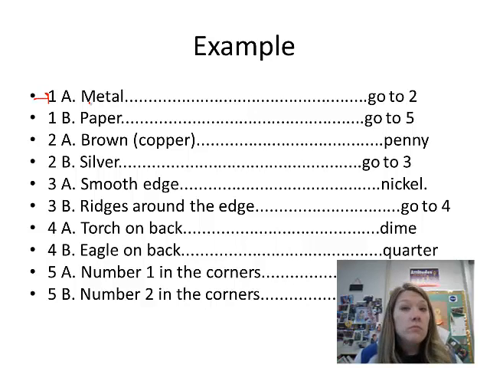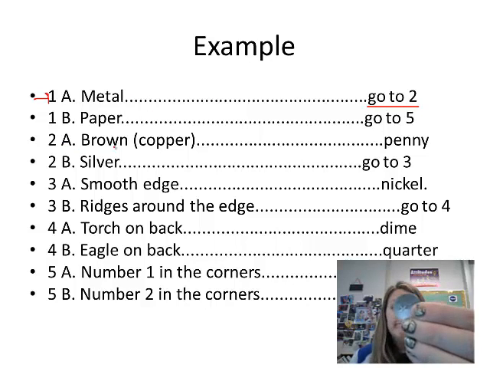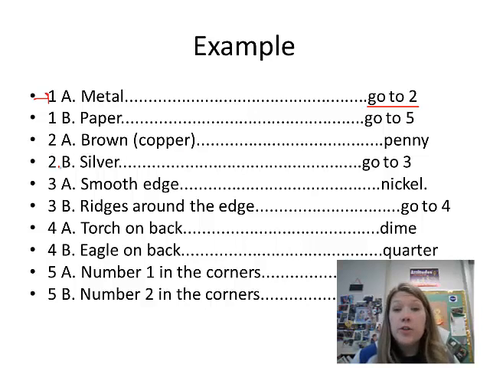Is it metal? Mine is clearly metal, so that's a yes. So I'm going to go to 2. So I go to 2A. Brown? Not brown. So I go to 2B. Is it silver? Yep, it's silver. So then I go to 3. 3A, smooth edge. So I'm looking at the edge right now. Is it smooth? No, it's not smooth. So I have to go to 3B. Does it have ridges around the edge? Yes, it has ridges around the edge.